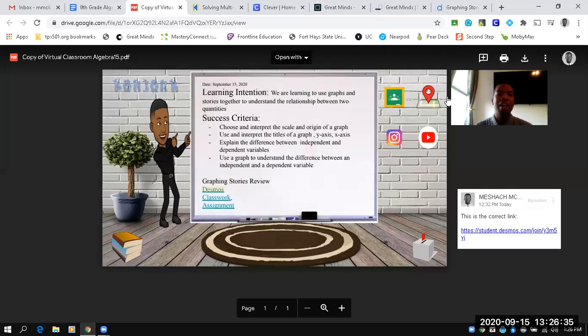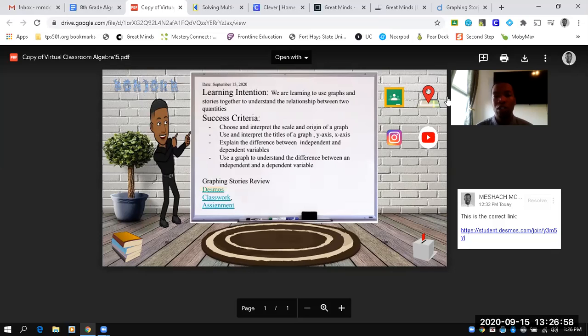All right, so again, like I said, and we did this yesterday, we're going to be learning how to use graphs and stories together to understand the relationship between two quantities. And quantities are the labels that we normally put on the x-axis and y-axis, all right? And for our success criteria, we have 4 different things that we're going to be looking at.